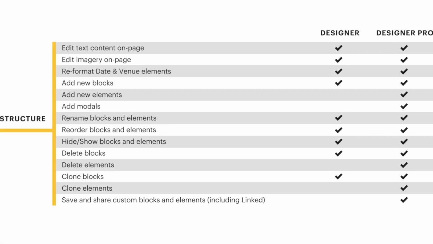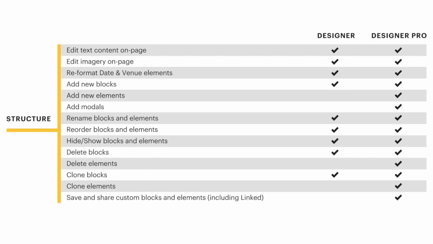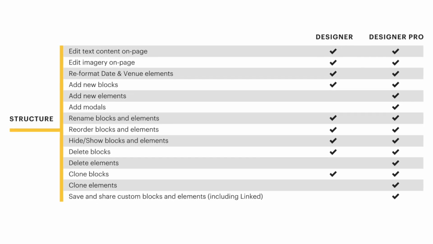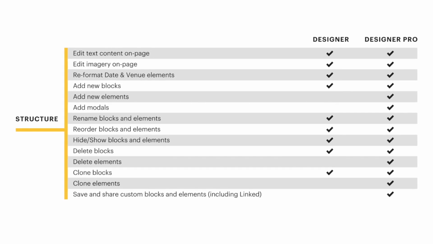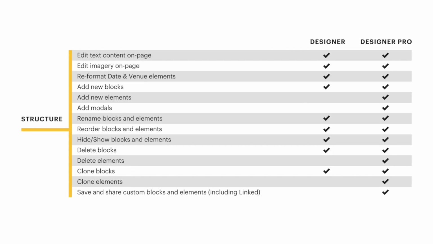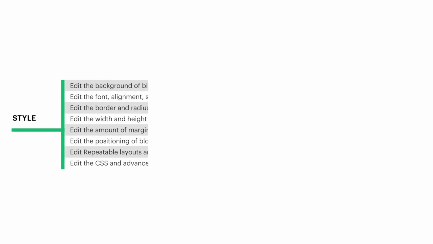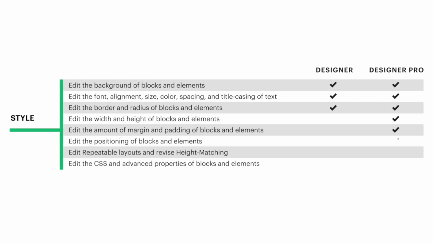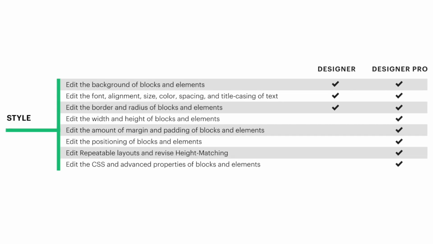Before we move on, let's summarize the structure category real fast. While Designer and Designer Pro share a lot of similarities in this category, the main difference revolves around elements. If you desire the ability to add new elements to a block that weren't already included by default, Designer Pro access is a necessity. Our last category is style. Here at Splash, we know what good style is, so listen up for these last few features that you are not going to want to miss.